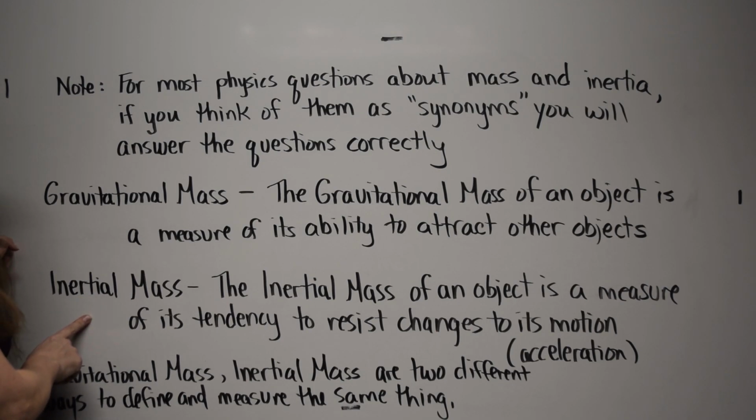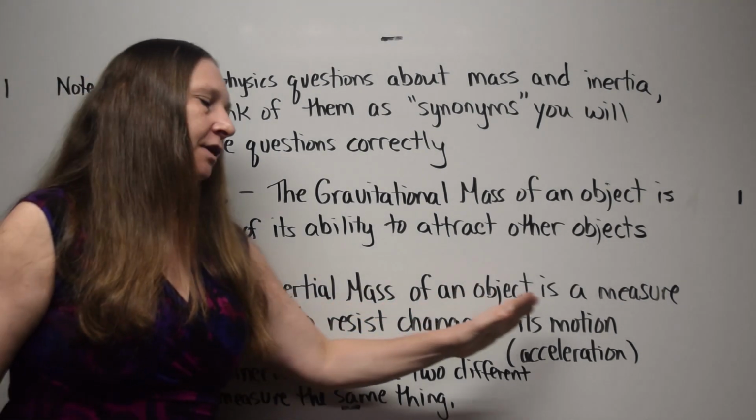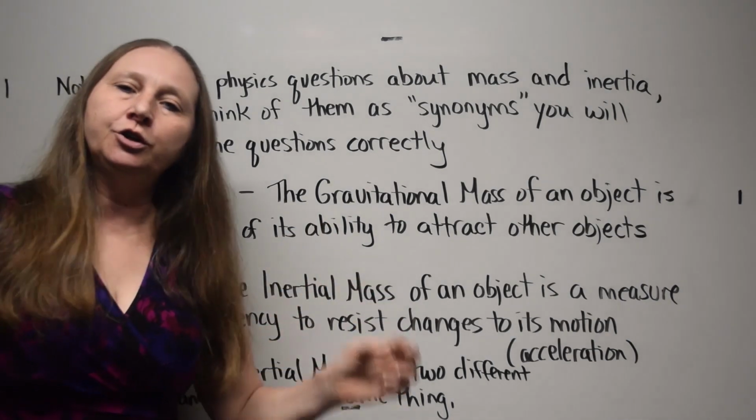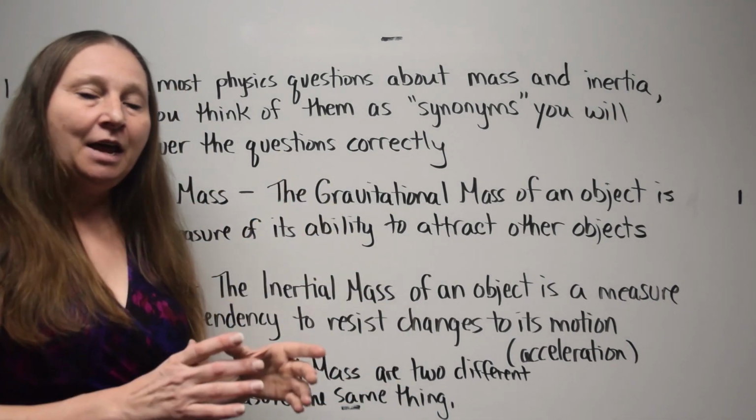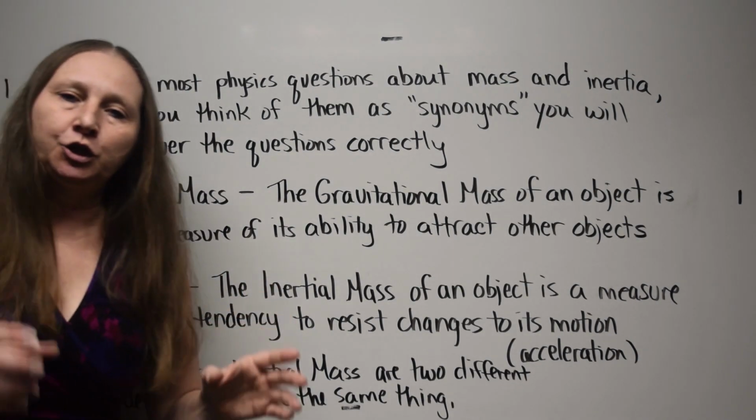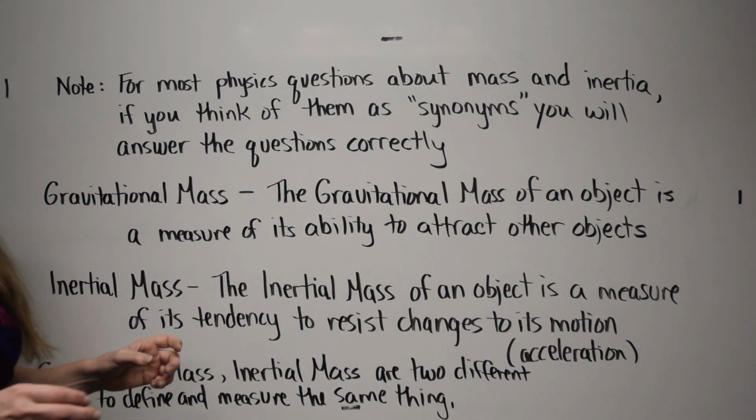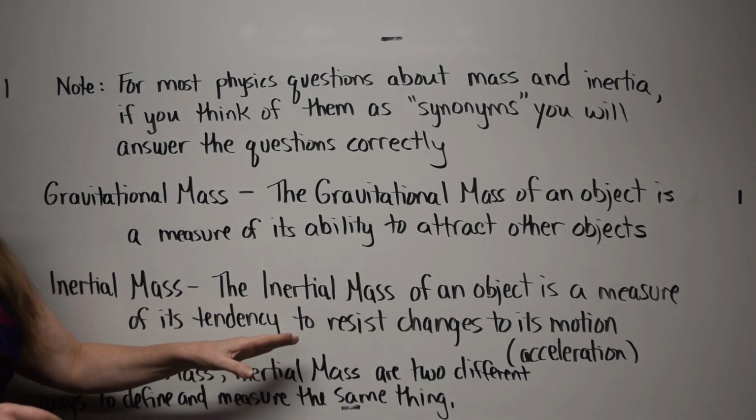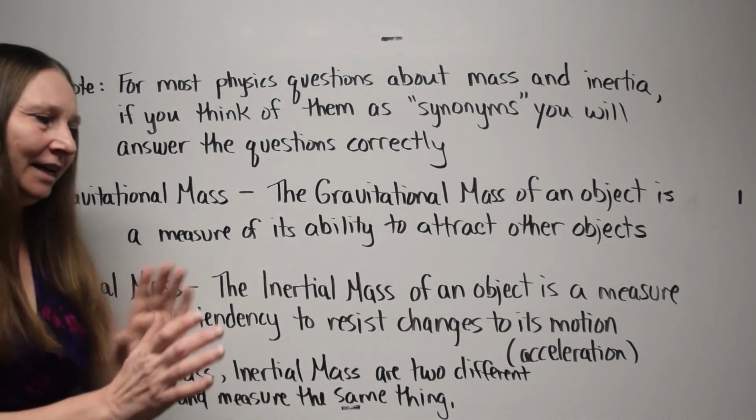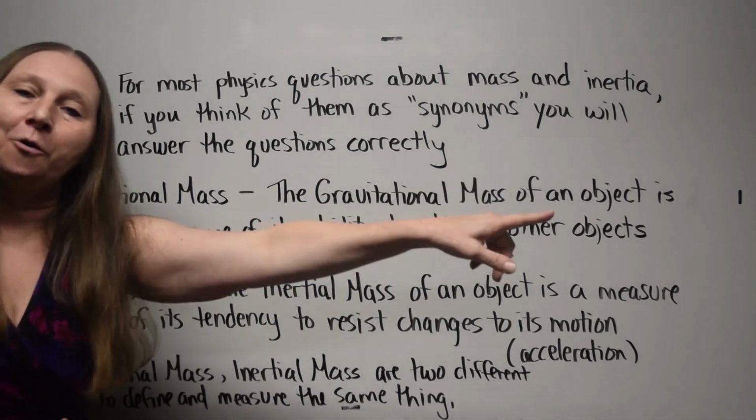Now, inertial mass. The inertial mass of an object is a measure of its tendency to resist changes to its motion. Take the same apple and take the planet Mars. The apple has a small inertial mass, so it does not have a huge tendency to resist changes to motion. If the apple is at rest, I can give it a little force and it's going to go. Right?